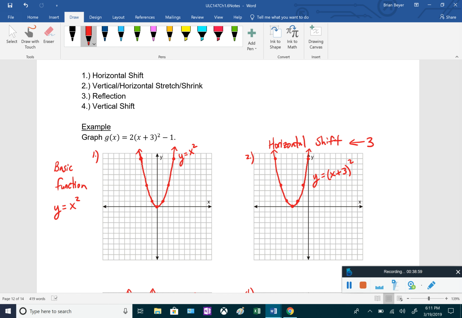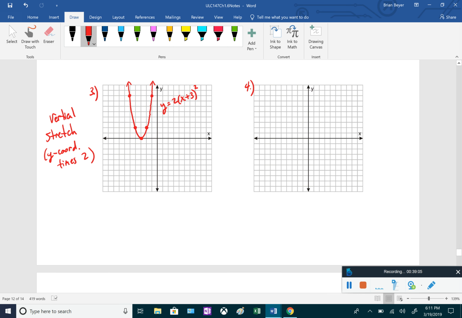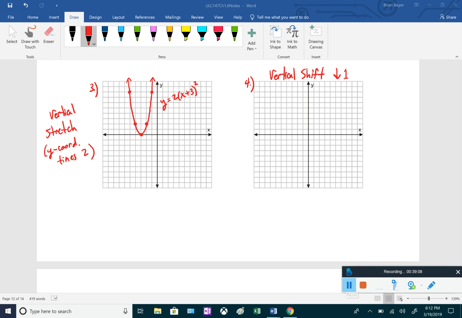And the last step is the vertical shift. There's a vertical shift right here for that -1. That's going to be a vertical shift down 1 unit. So we're going to take every point from the previous one that we just did and move them all down 1 unit. So we're going to move that down and those 2 down, and we're going to connect these, and we get this is our final answer. This is our g of x, which is 2 times x plus 3 squared minus 1.